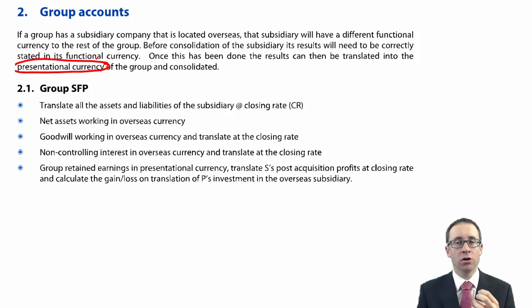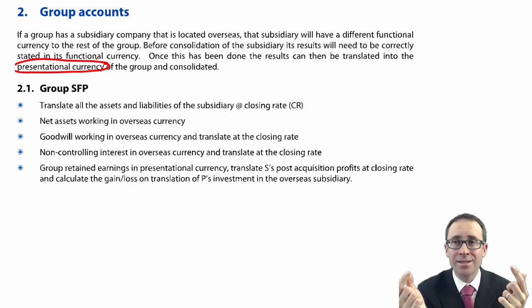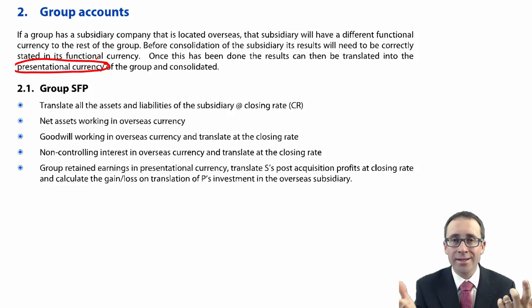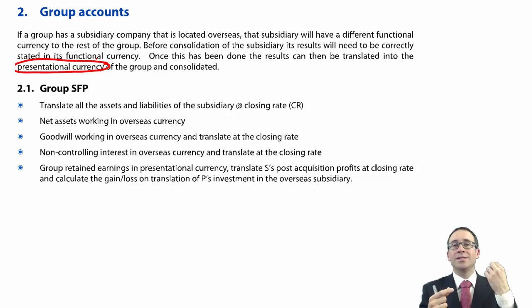So the issue there is that when you consolidate the parent and the subsidiary, you can't just add the parent and the subsidiary together on a line by line basis, because that's not right, is it? You can't just add dollars to euros. You need to translate the overseas subsidiary's results before we can then consolidate.